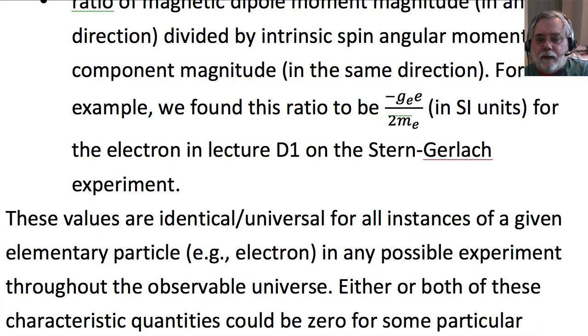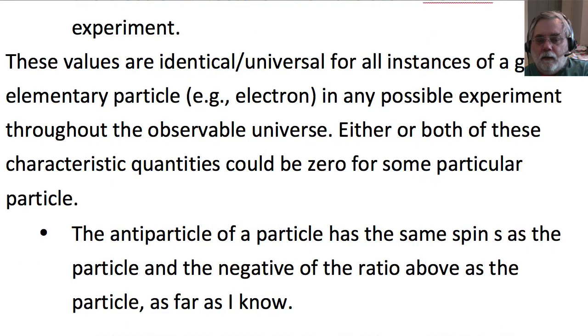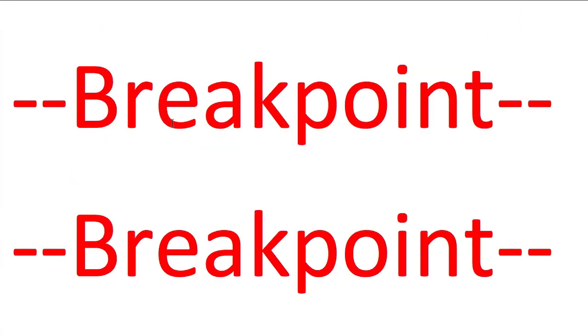These values are identical, universal for all instances of a given elementary particle, for example electron, in any possible experiment throughout the observable universe. Either or both of these characteristic quantities could be zero for some particular type of particle. The antiparticle of a particle has the same spin s as the particle, and the negative of the ratio above as the particle, as far as I know. This is a possible time to take a break.